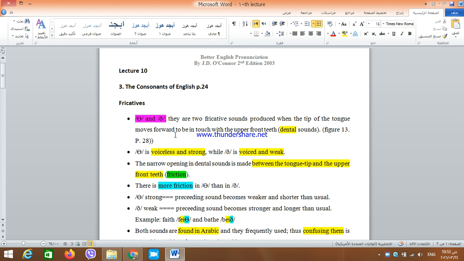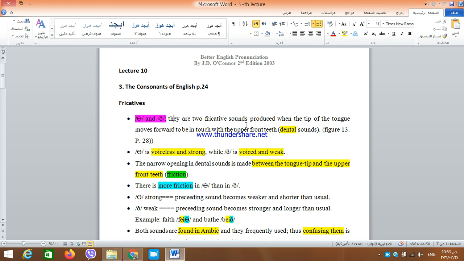We shall start with th and the. This is th, and this is the. They are two fricative sounds produced when the tip of the tongue moves forward a little bit to be in touch with the upper front teeth.